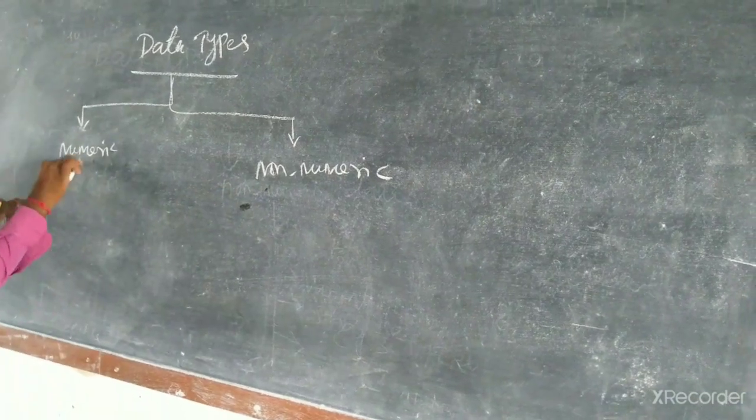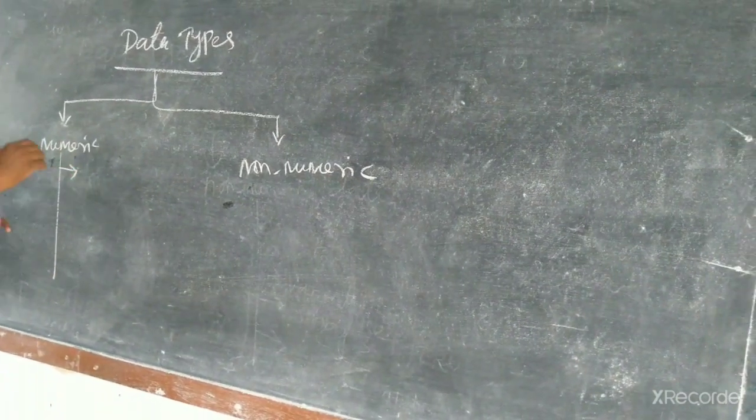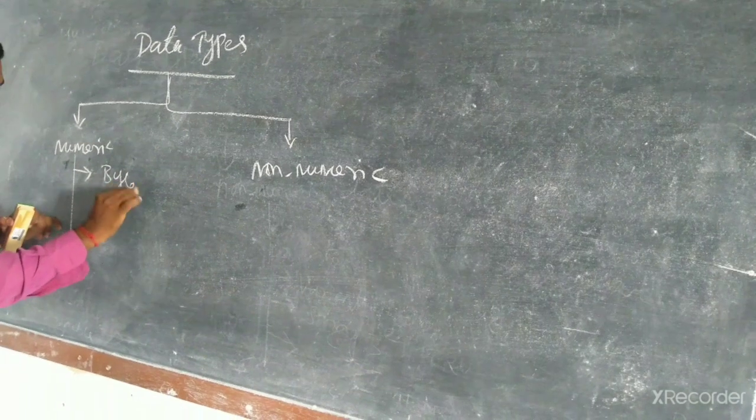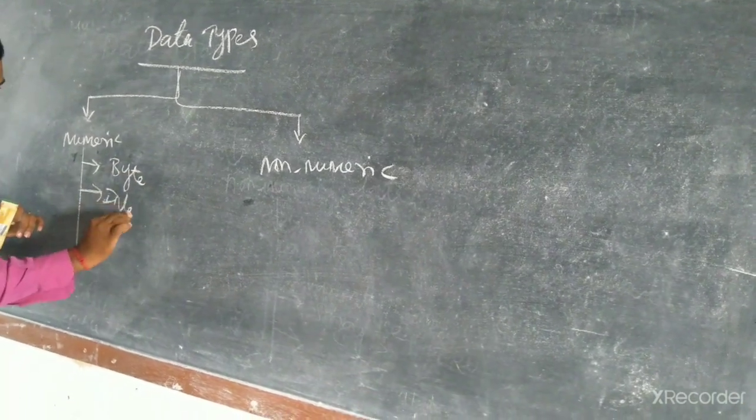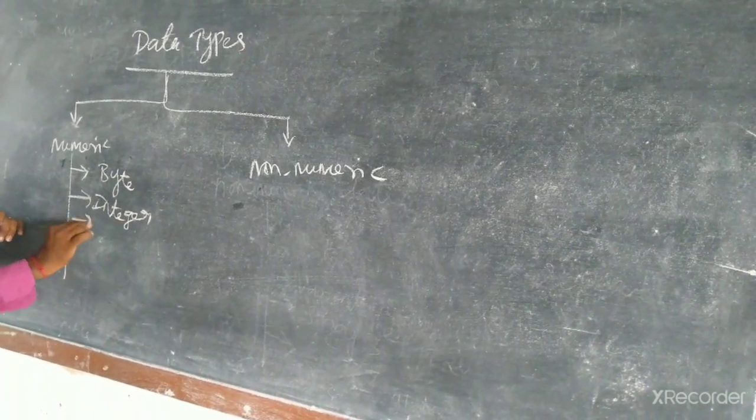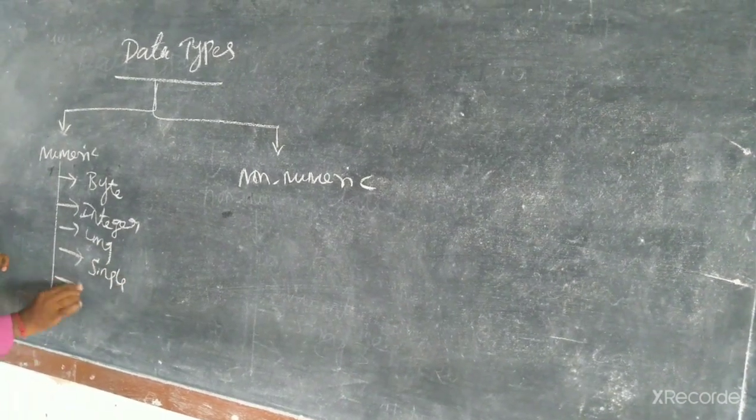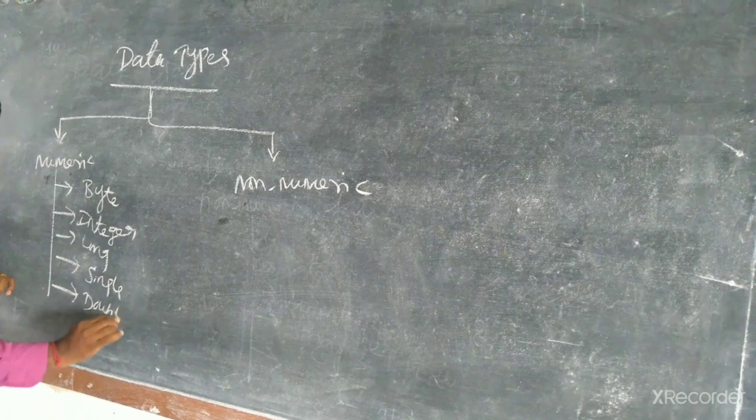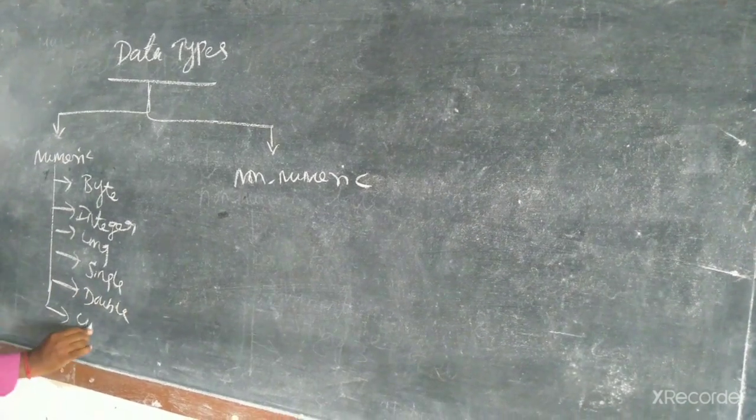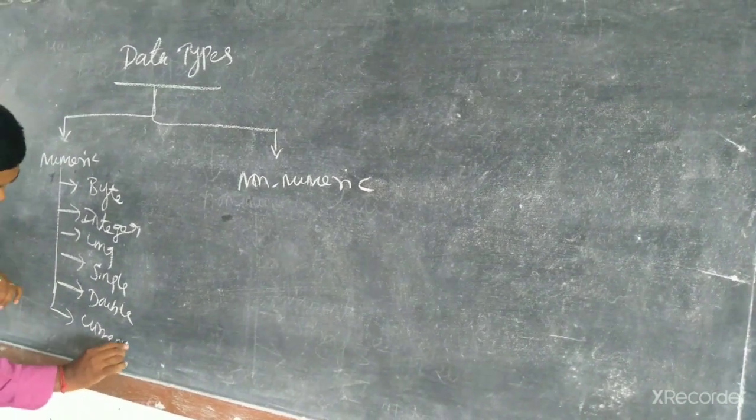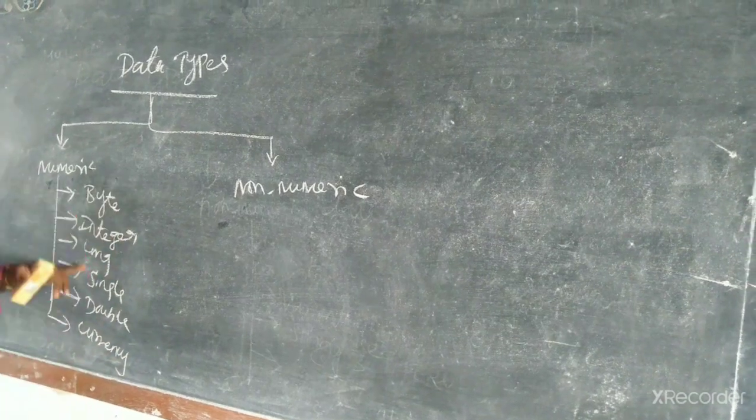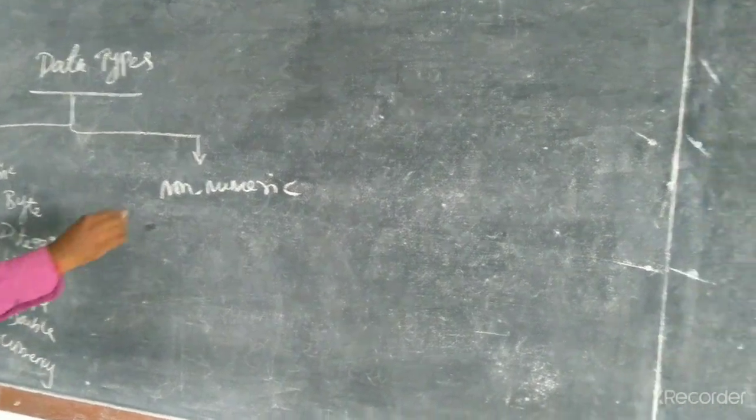So numeric data is also classified into byte, integer, long, single, double, and currency. These are numeric data types.